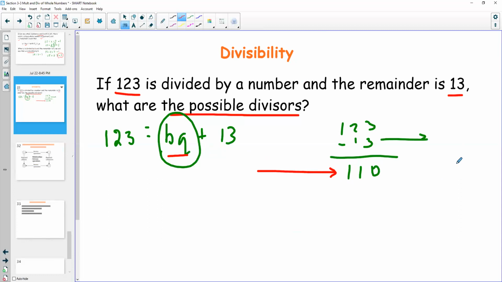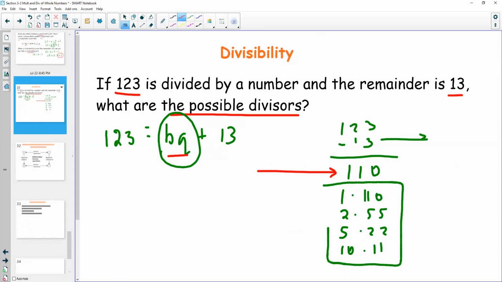Well, I could do 1 times 110, right? I could do 2 times 55. I could do 5 times 22. I could do 10 times 11. Okay. So these are all the different products I could have. Do all of them work?